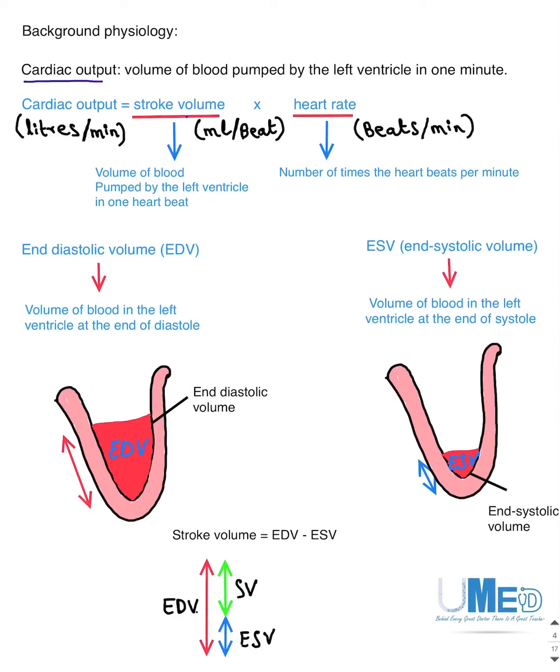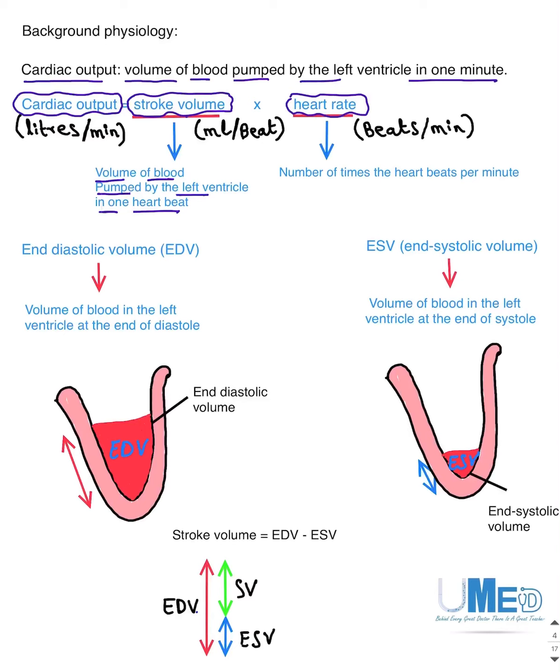Number one is the cardiac output. How do we define cardiac output? We already discussed that cardiac output is the volume of the blood pumped by the left ventricle in 1 minute. And what is the formula of the cardiac output? Cardiac output is equal to stroke volume into heart rate. How do we define stroke volume? Stroke volume is the volume of the blood pumped by the left ventricle in one heartbeat. So when the left ventricle contracts once in a single heartbeat, the volume of the blood ejected from the left ventricle into the aorta is known as the stroke volume.